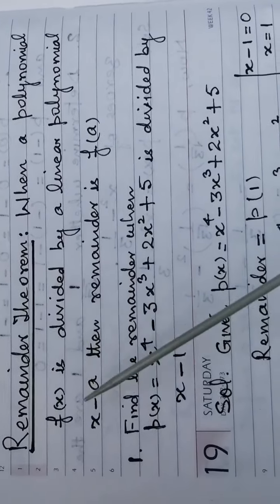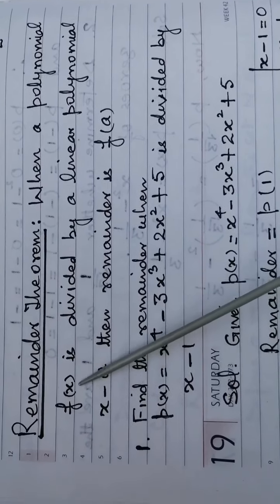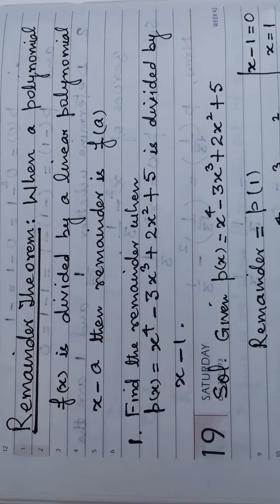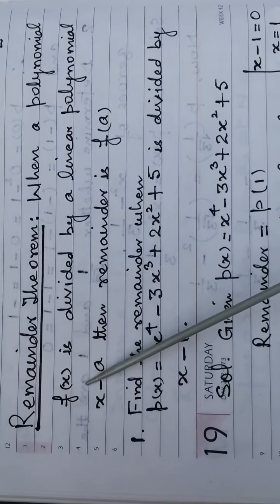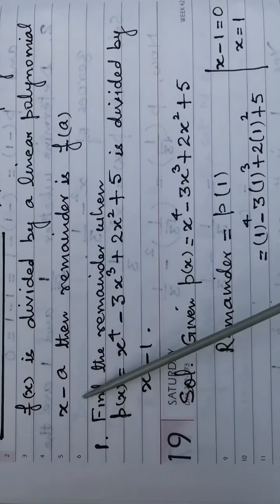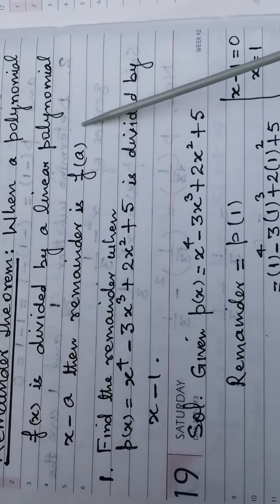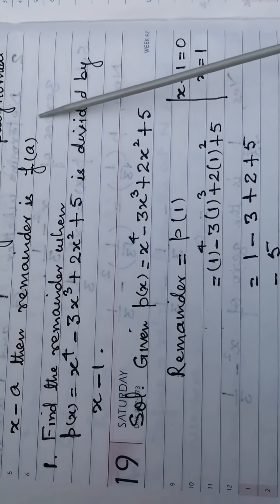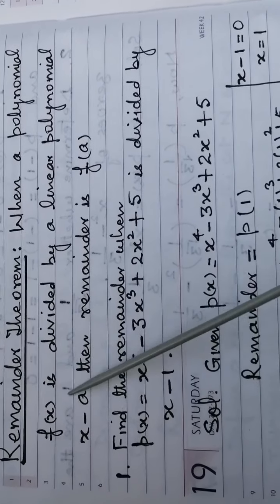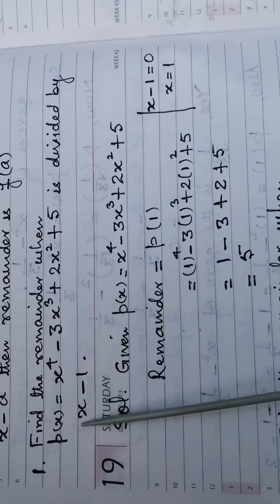So when a polynomial f of x, right, you can take here p of x or g of x or h of x, this means that the polynomial is in x, is divided by a linear polynomial x minus a, then the remainder is f of a. Right, so in simple words, wherever you have x, you'll put the value from here. So I use this remainder theorem in the question.